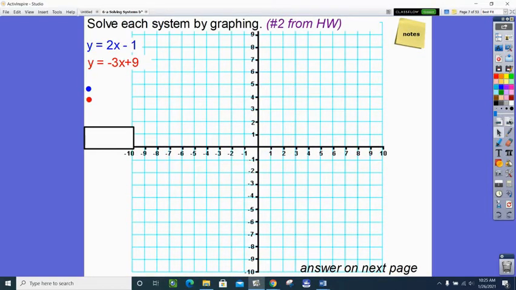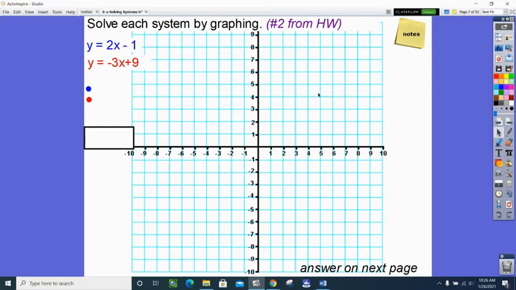All right, so let's go into number 2. You should already have it. These are both in y = mx + b form. So again, use your y-intercept of -1 and then rise 2, run 1, rise 2, run 1. I kind of recommend using that slope a lot.